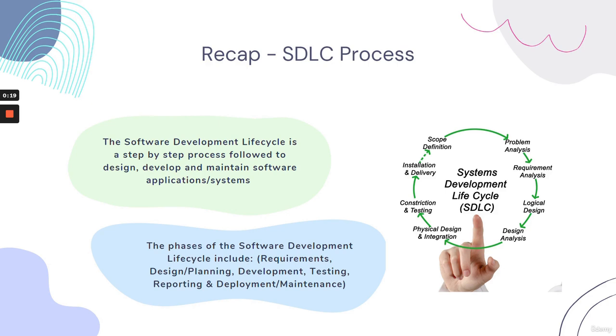As you may already know from other sections we've covered, the software development lifecycle is a step-by-step process followed to design, develop, and maintain software applications or systems. The phases of the software development lifecycle include requirements gathering, design planning, development, testing, reporting, and deployment maintenance.